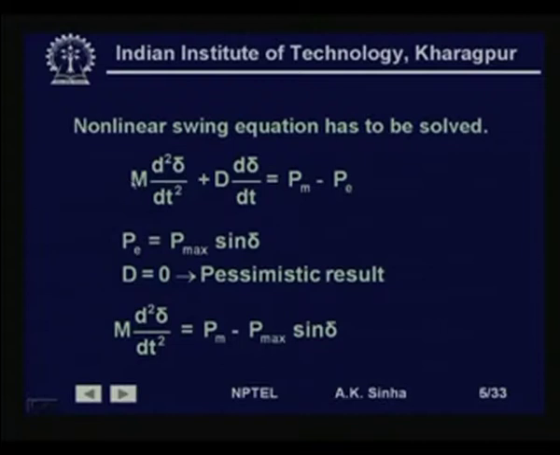and this nonlinear swing equation has to be solved for each machine. As we have already seen, the swing equation we write as M d2 delta by dt2 plus D d delta by dt is equal to Pm minus Pe, where Pm is the mechanical power input to the turbine generator system and Pe is the electrical power output from the synchronous generator. M, as we know, is the angular momentum. All these quantities, as we have seen earlier, we always write in per unit system. D is the damping coefficient. Now we know that Pe is equal to P max sine delta. This is what introduces the nonlinearity in this swing equation.